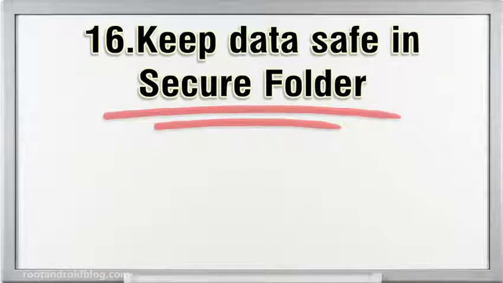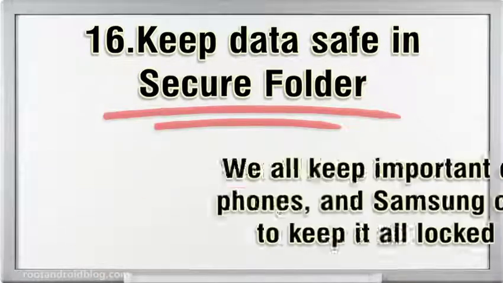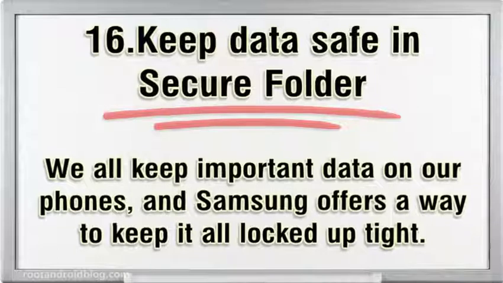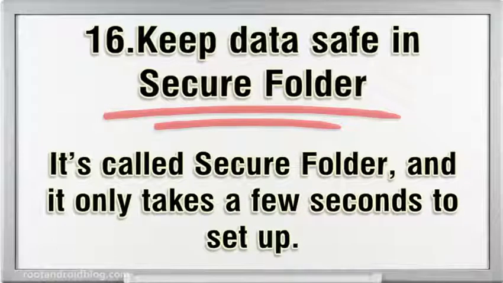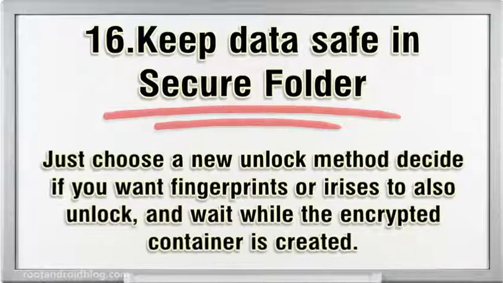16. Keep data safe in Secure Folder. We all keep important data on our phones, and Samsung offers a way to keep it all locked up tight. It's called Secure Folder, and it only takes a few seconds to set up. Just choose a new unlock method, decide if you want fingerprints or irises to also unlock, and wait while the encrypted container is created.